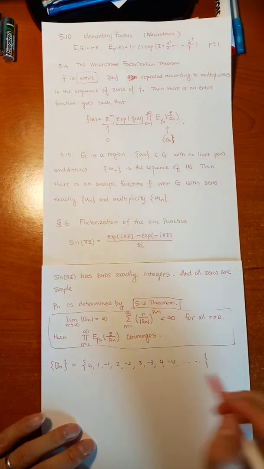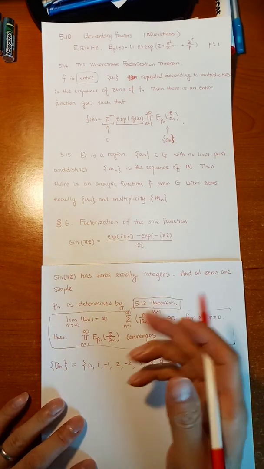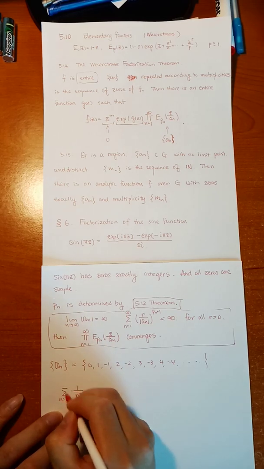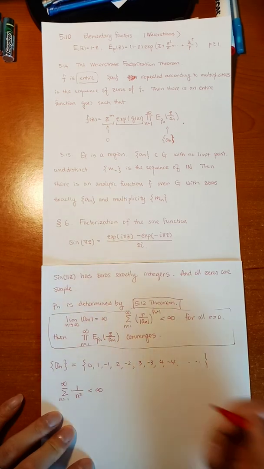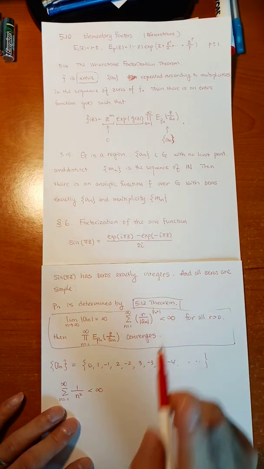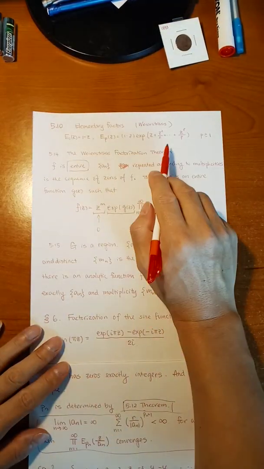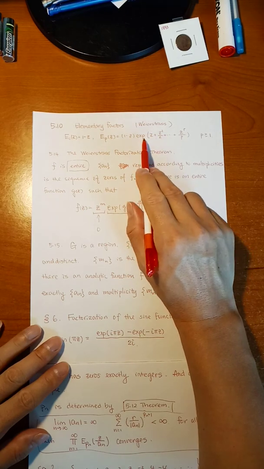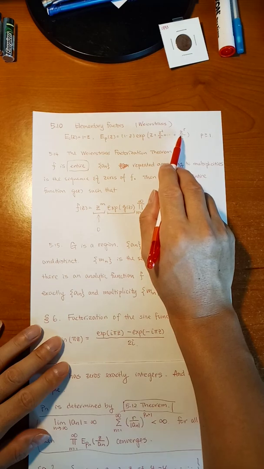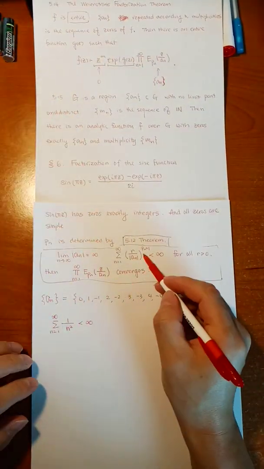Okay, and this one, remember, is 1 over n squared. We know this one converges, right? So it's p sub n plus 1. We also want p sub n as small as possible, because if p sub n is very big, then your elementary factor will be more complex. We want p as small as possible, and p also has to satisfy this condition.